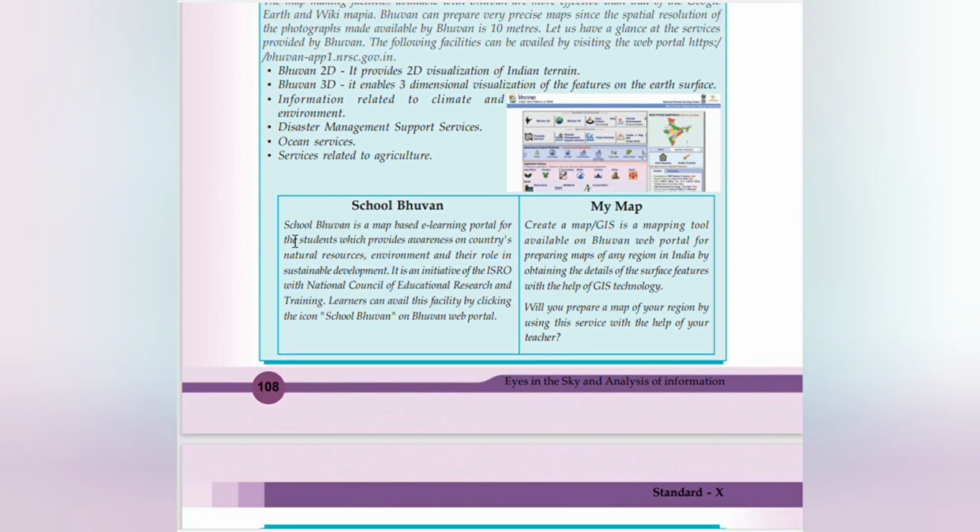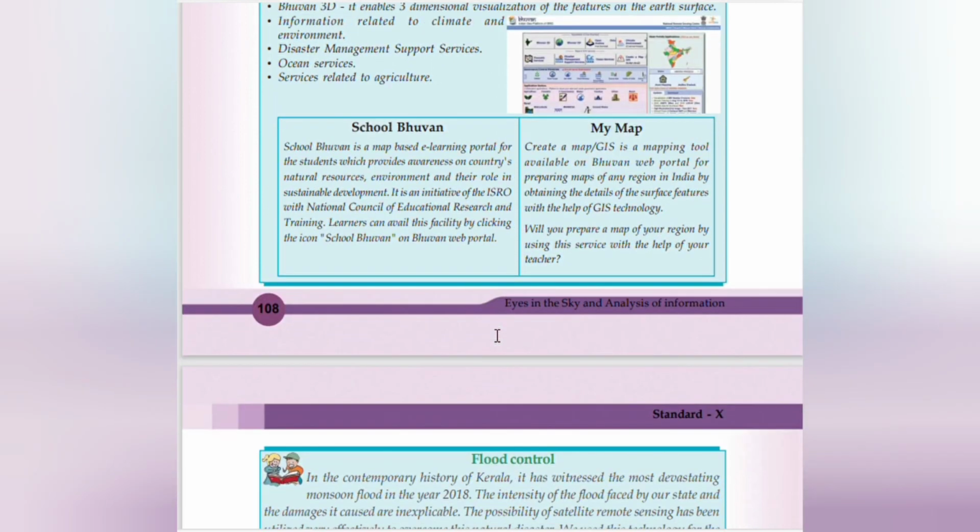School Bhuvan. School Bhuvan is a map-based e-learning portal for students which provides awareness on the country's natural resources, environment and their role in sustainable development. It is an initiative of the ISRO with the National Council of Educational Research and Training. Learners can avail this facility by clicking the icon School Bhuvan on the Bhuvan web portal.